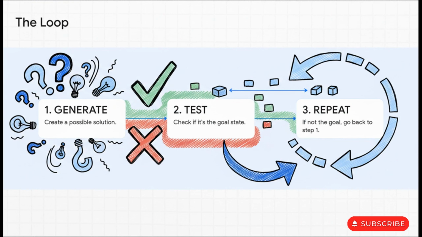And it's just a relentless cycle. The generate part keeps cooking up potential answers. The test part takes each one and asks a really simple question. Is this it? Is this what we're looking for? If it is, great, we stop. If it's not, we just toss it and go right back to step one. Generate, test, repeat, over and over again.